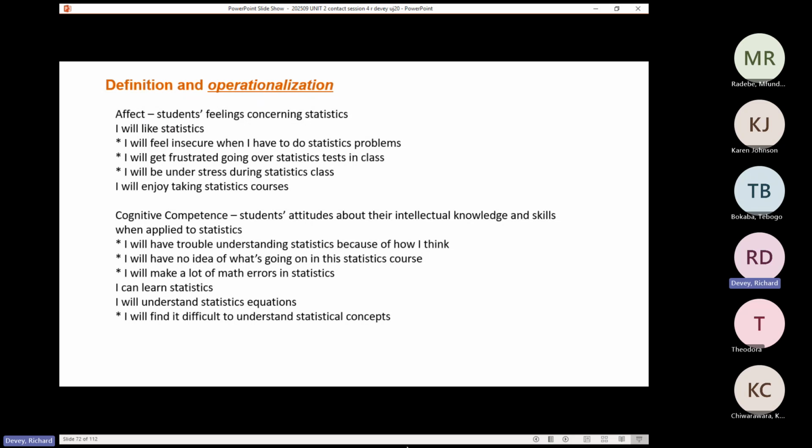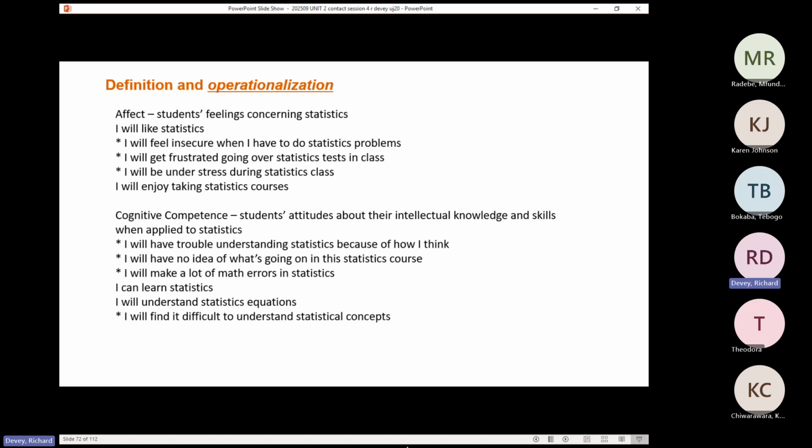So affect, which is the student's feelings concerning statistics, would be measured using questions like, I will like statistics, I will feel insecure when I have to do statistics problems, I will get frustrated going over statistics tests in class, I will be under stress during statistics class, I will enjoy taking statistics courses.